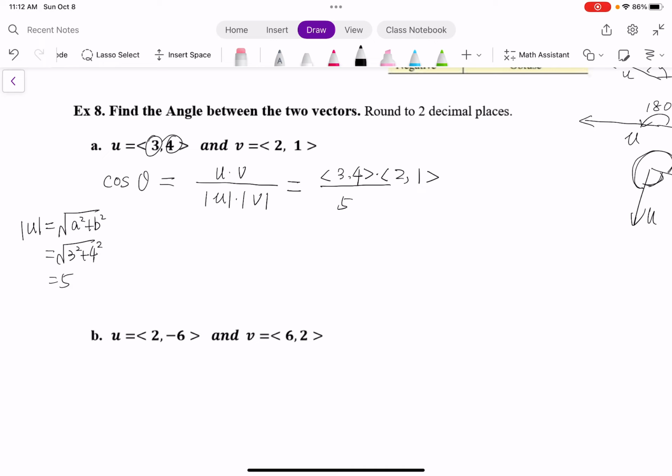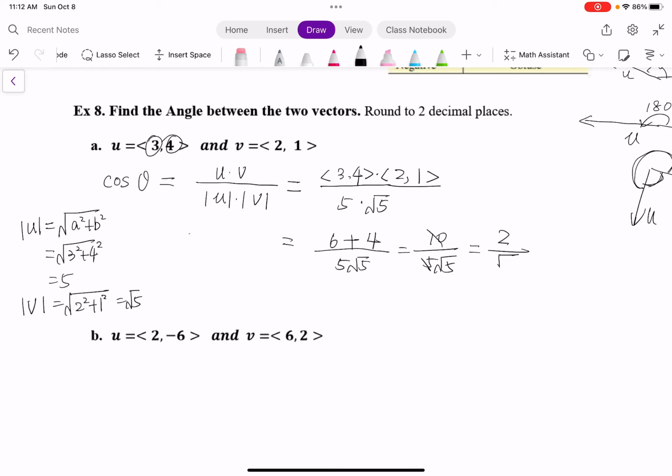The bottom is 5. Then what is the magnitude of v? That's square root of 2 squared plus 1 squared. It is square root of 5. So 5 times square root of 5. That's the bottom. And then on the top, let's do the dot product. That's 3 times 2, 6, plus 4 times 1, 4. The top is 10. So we have 10 over 5 times square root of 5. Do the simplification.